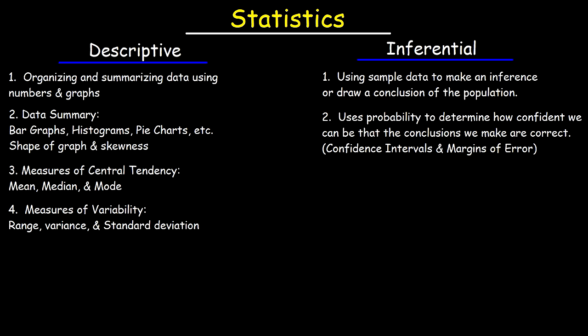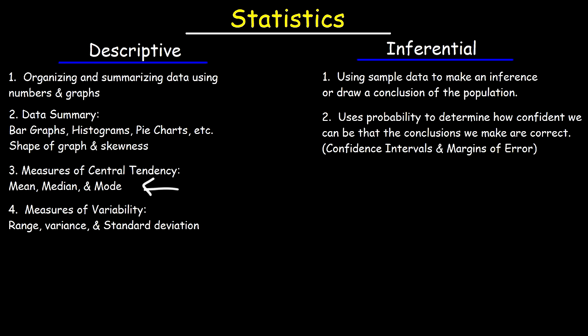You can also describe the shape of the graph. For instance, is the data symmetrical? Or is it skewed to the right? Or is the data skewed to the left? So that all falls under descriptive statistics. Now we can also describe our data using numbers. So for instance, under measures of central tendency, we have things like the mean, the median, and the mode.